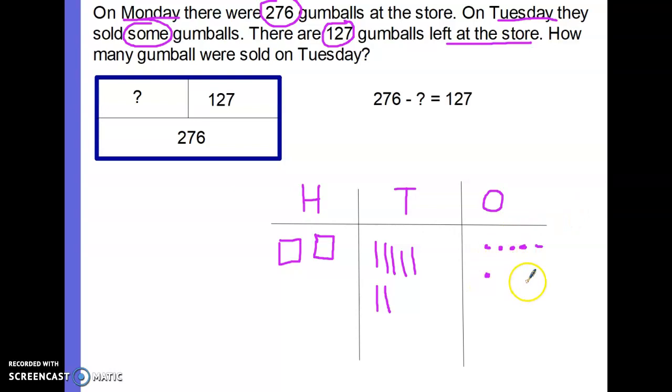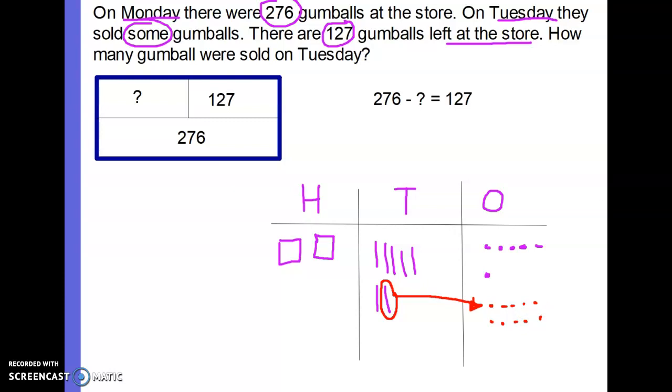So I go to my ones place. Can I take 7 ones away from 6? No, I can't. So I have to go to my tens place. I'm going to get a 10. And I'm going to move it to the ones because 10 ones equals 10. So 1, 2, 3, 4, 5, 6, 7, 8, 9, 10.